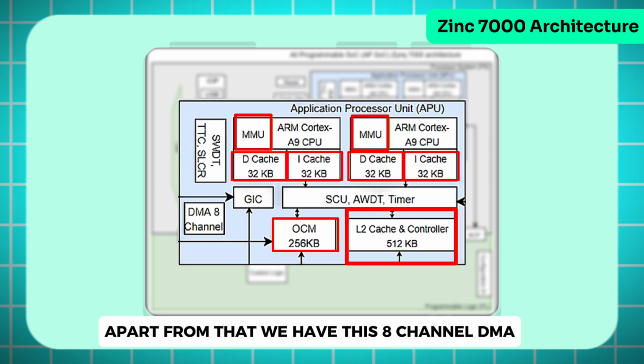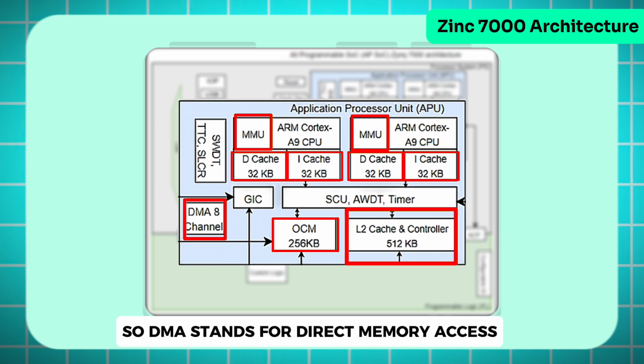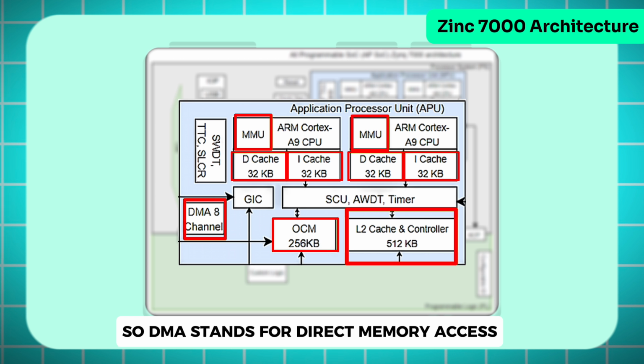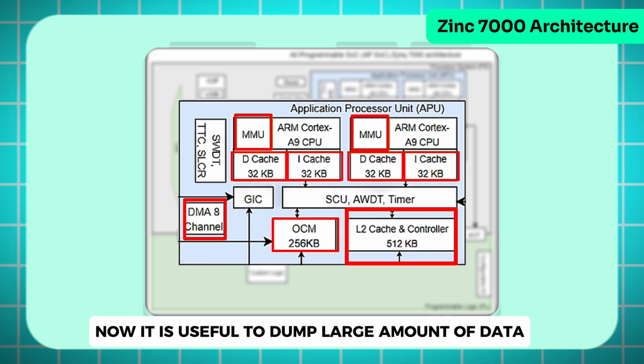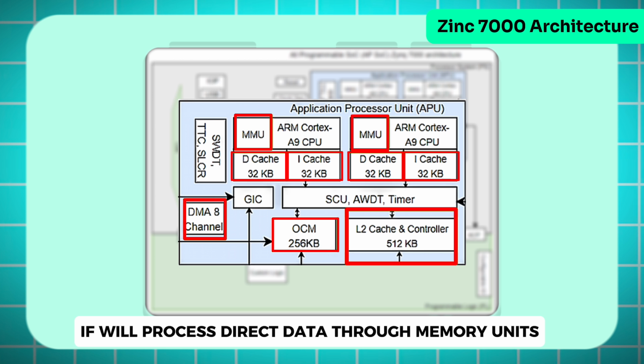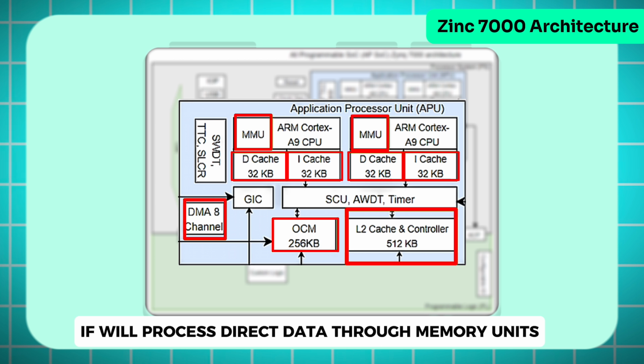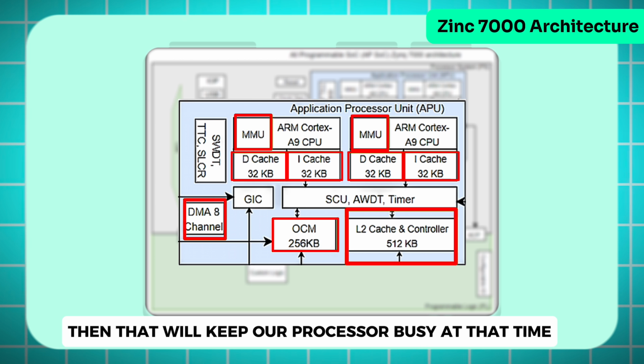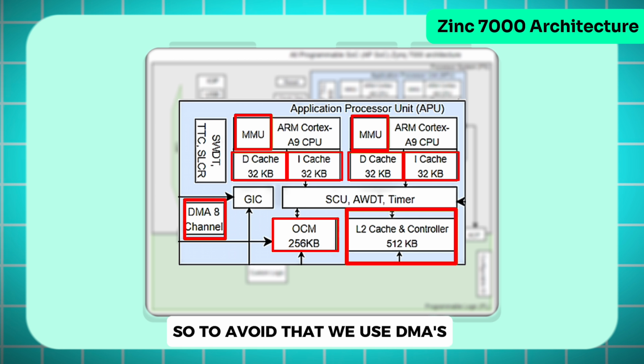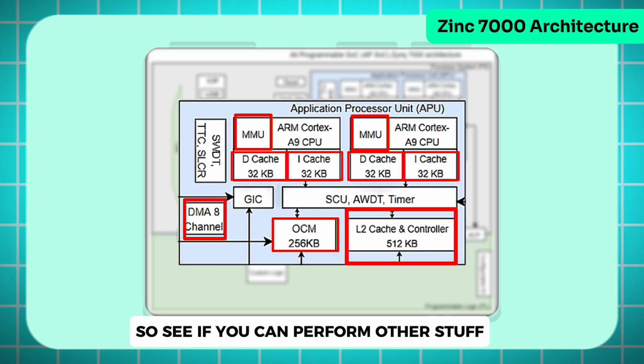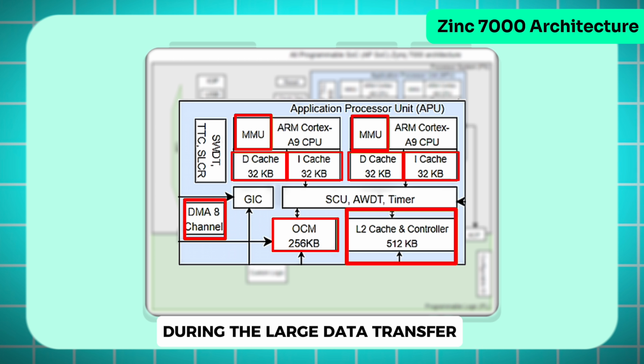Apart from that, we have this 8-channel DMA. DMA stands for Direct Memory Access. It is useful to dump large amounts of data. If we process that data through memory units, then that will keep our processor busy at that time. So to avoid that, we use DMAs, so the CPU can perform other tasks during the large data transfer.